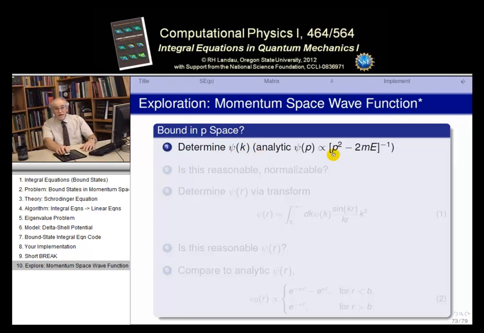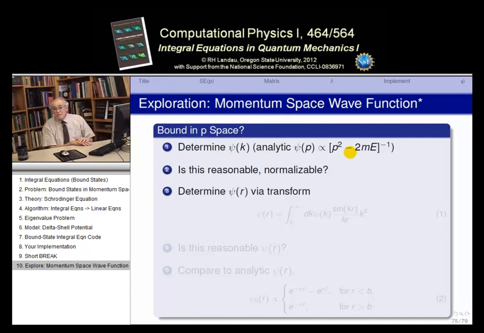For the hydrogen atom, you can look this up in a textbook. The psi of p, the momentum space wave function, varies like 1 over p squared with some constant related to the energy. So it should fall off like 1 over p squared in momentum space. That's good. Whatever you get, look at it. Is it reasonable? Is it normalizable? In particular, if it's not normalizable, it can't be a bound state, because a bound state has to be normalizable both in coordinate space and in momentum space.